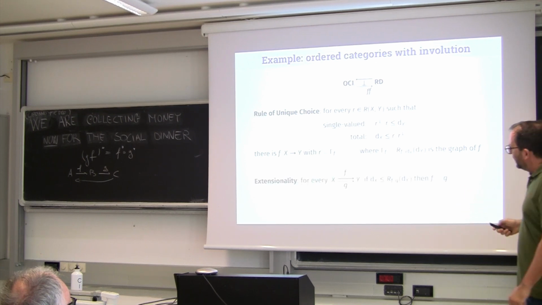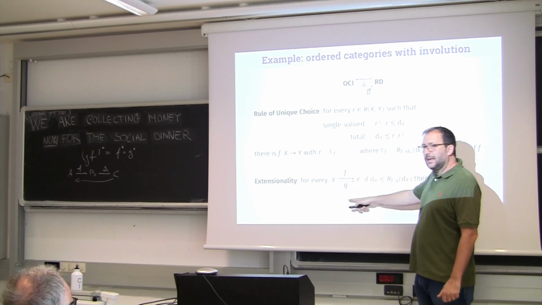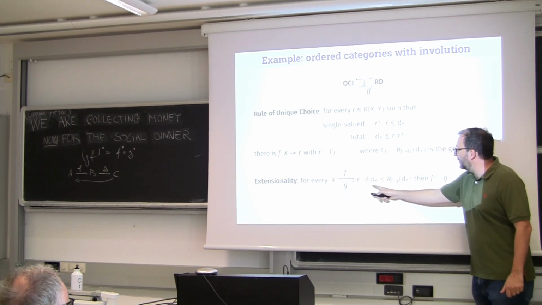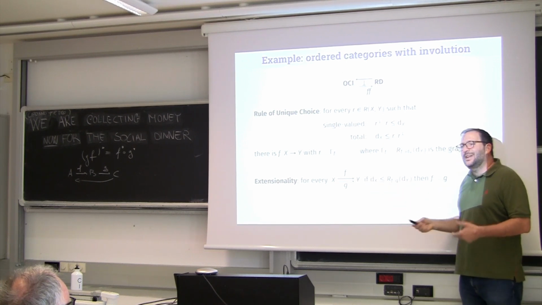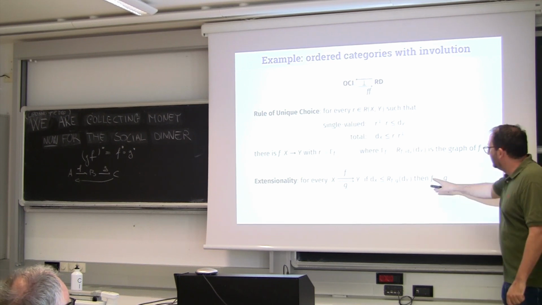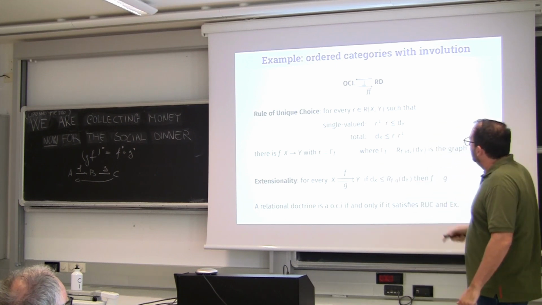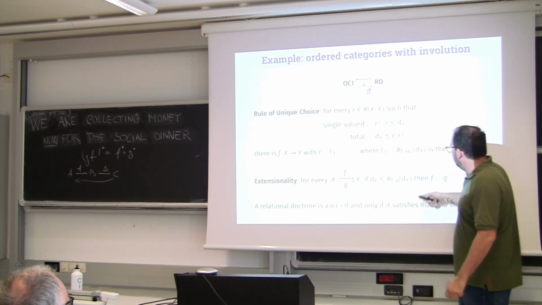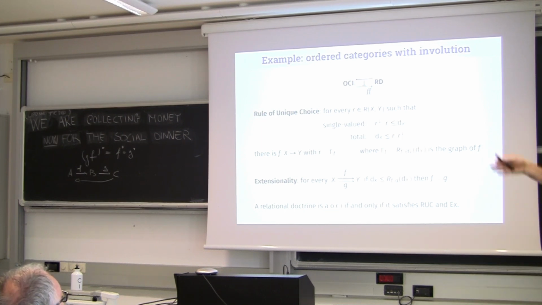The second logical principle is extensionality. That says that whenever you have two parallel arrows, if this inequality is satisfied, that says that the two arrows are equal in the logic of the relational doctrine, then they are the same arrow in the base. And a relational doctrine is an order-enriched category with involution if and only if it satisfies these two principles. And what we can see is that the relational doctrine of spans satisfies these two principles, so it is an order-enriched category with involution. It's already known, but it's a way to see it.